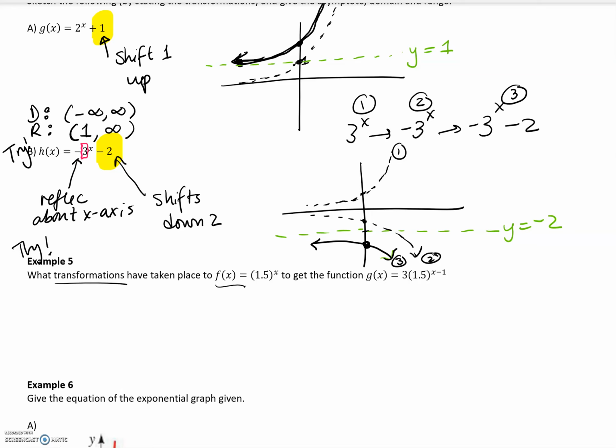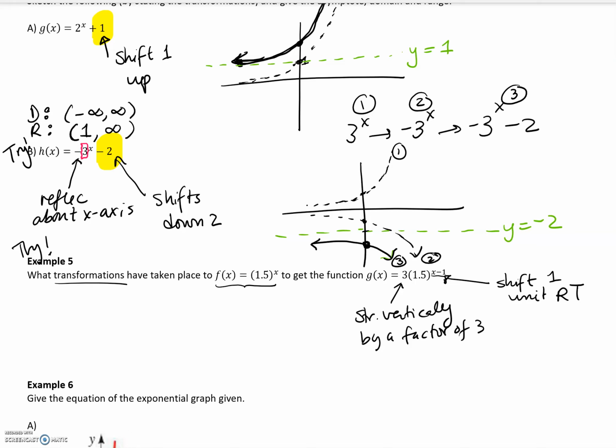Here's my original function, which is going to be a growth because b is bigger than 1. And then this 3, if you recall, has stretched it vertically by a factor of 3. And then since this -1 is on the inside with the x's, not on the outside with the y's, that, remember, is a shift 1 unit to the right because it's x minus 1. That's all we had to do.